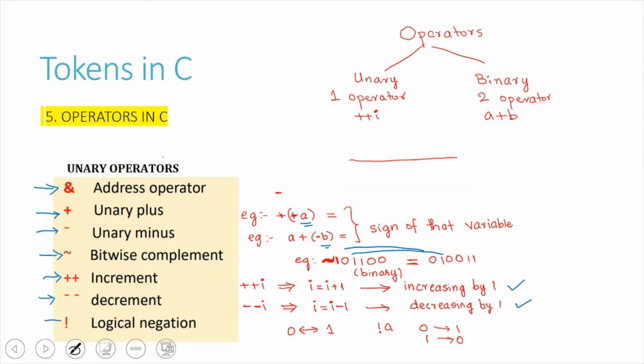If you have logical negation, it means that 0 becomes 1 and 1 becomes 0. Here only one bit can be used. So if you are going to write !A, then the value stored in A will become its negation.